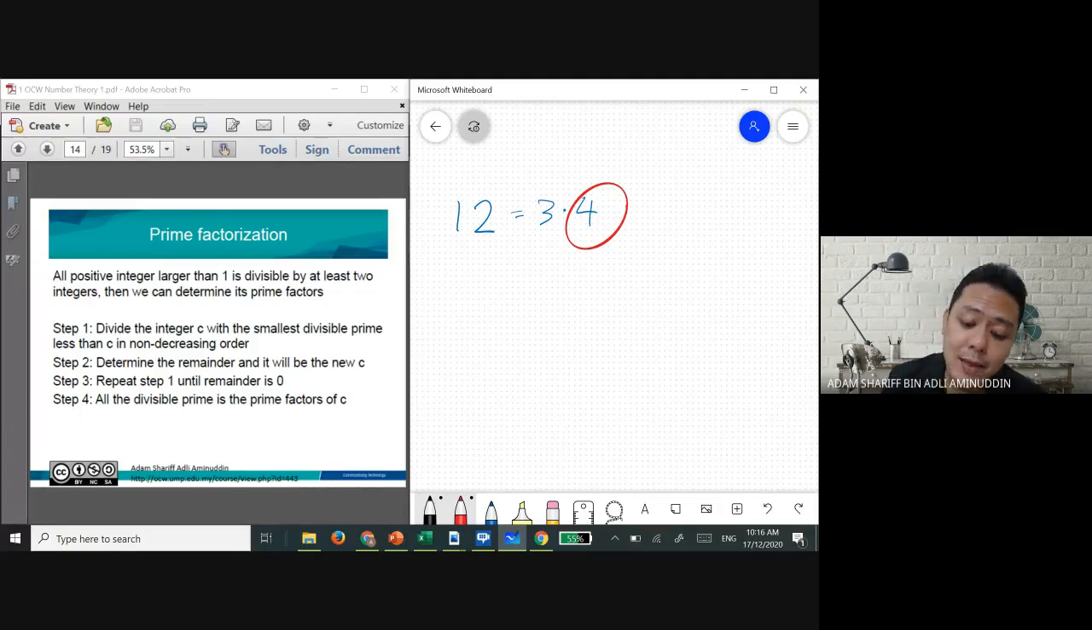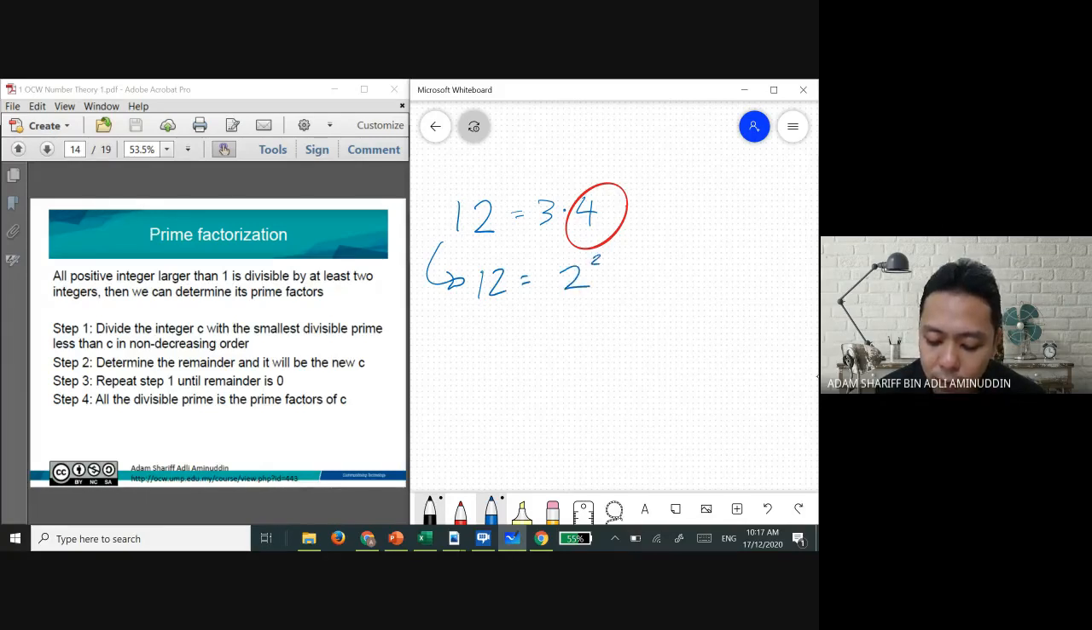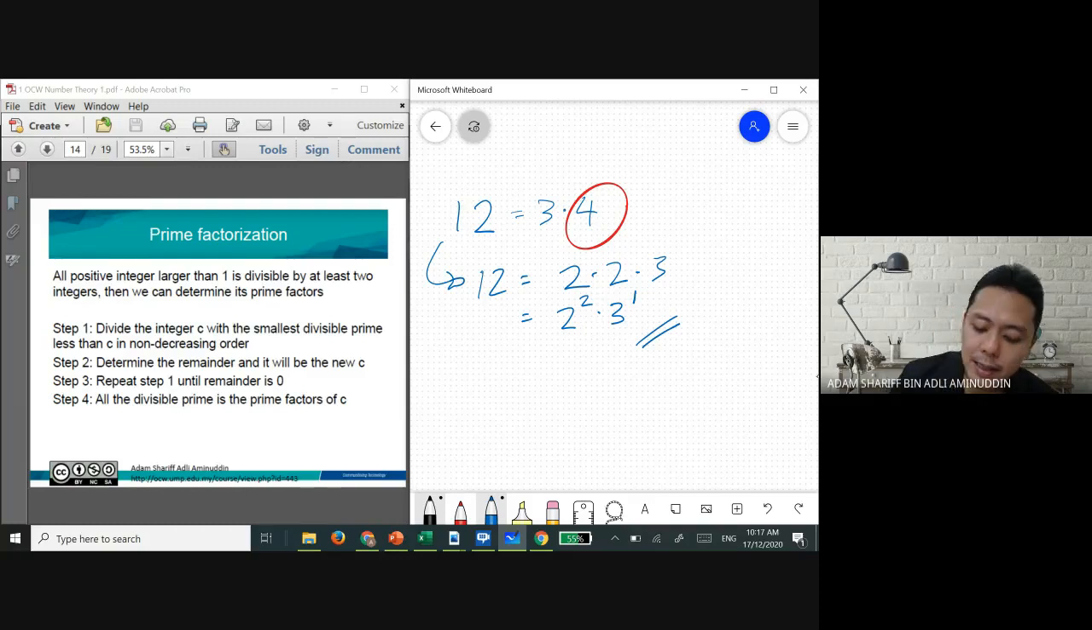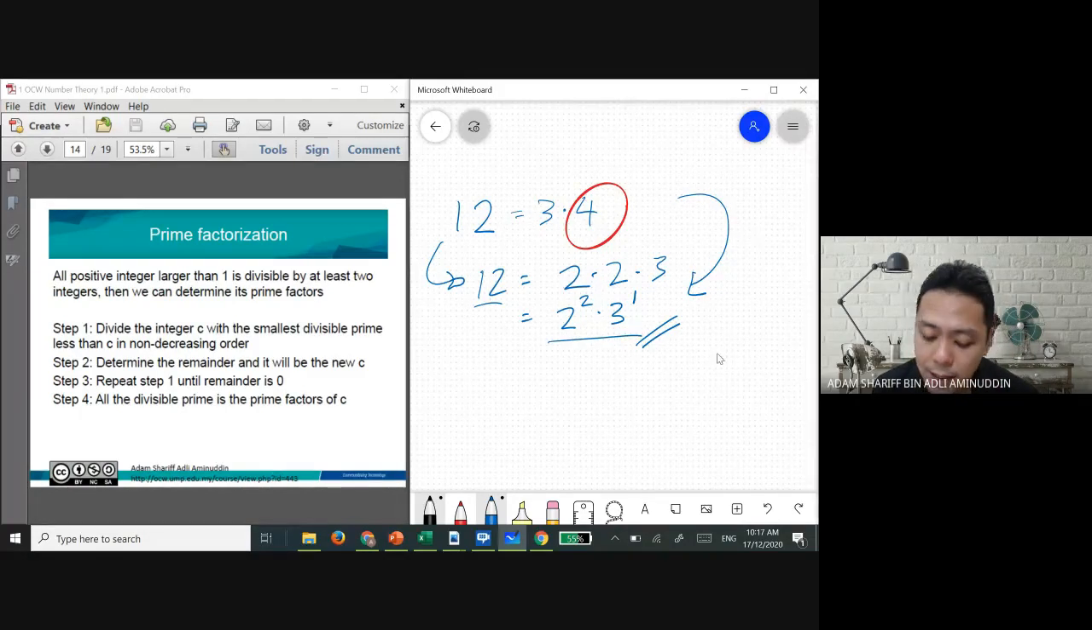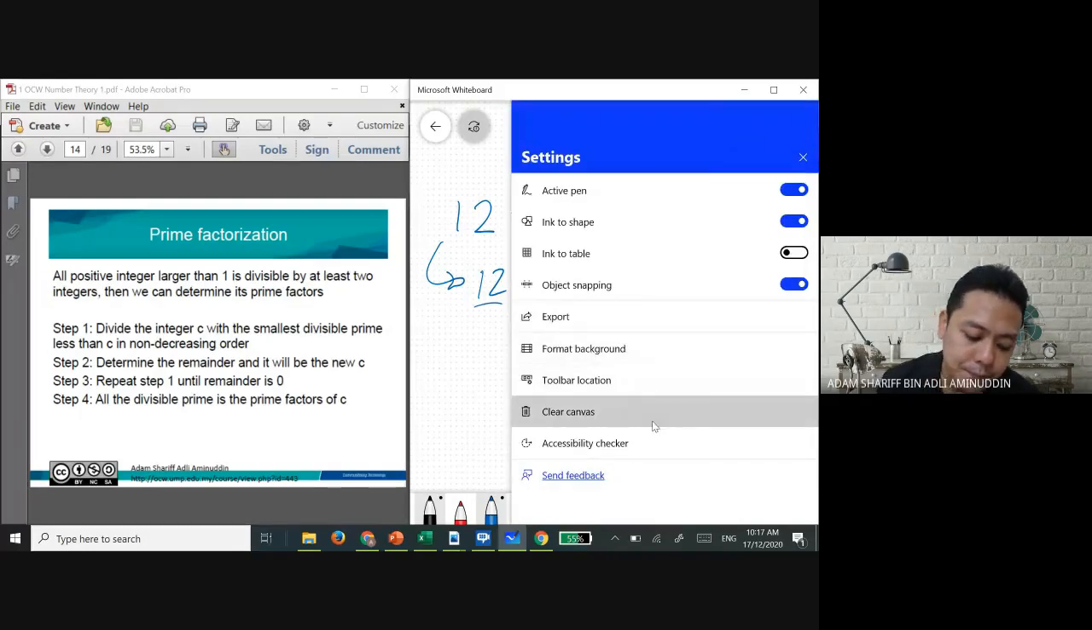Theorem 1 says that 12 can be represented as a product of every prime. So kalau kita teruskan pengiraan, nanti 12 equals 2 times 2 times 3, which is equivalent to 2 to the power of 2 times 3 to the power of 1. Okay, ini yang kita nak cari. How to decompose every integer greater than 1 into a product of primes. So, ini adalah step asas dia yang di belah kiri.